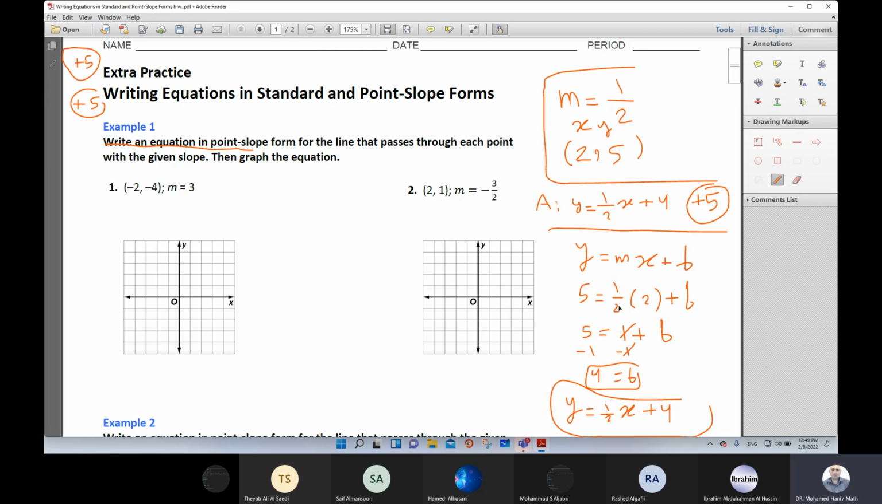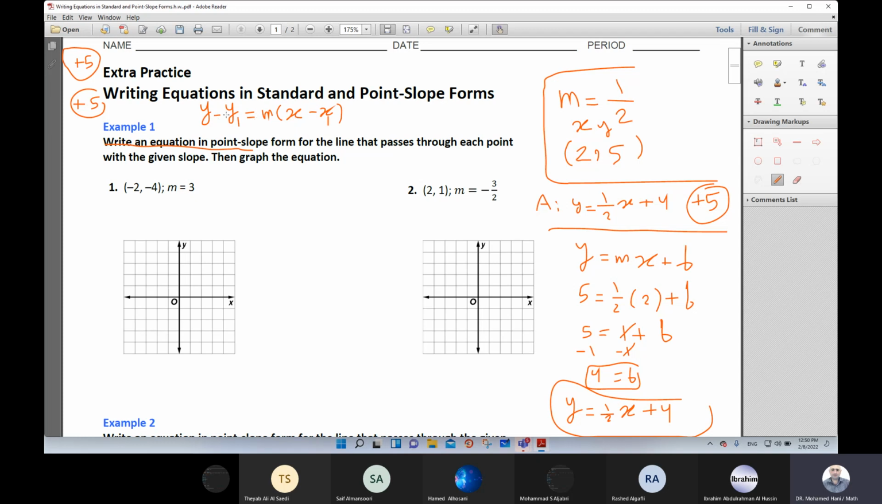This method we used yesterday to solve the equation. Today we have a new method. Write an equation in point-slope form. What is the meaning of point-slope form? Point-slope form means y minus y1 equal m times (x minus x1). We have a new form of the equation of the linear.